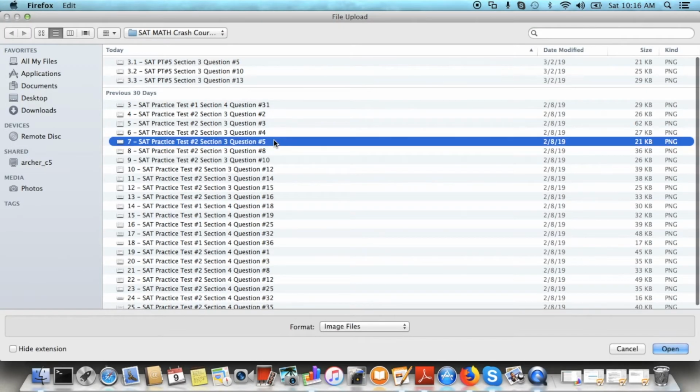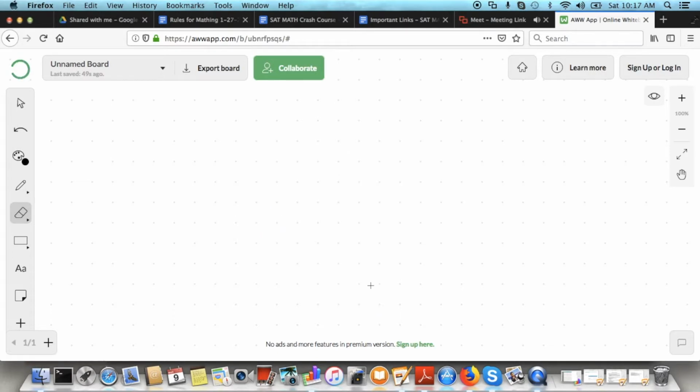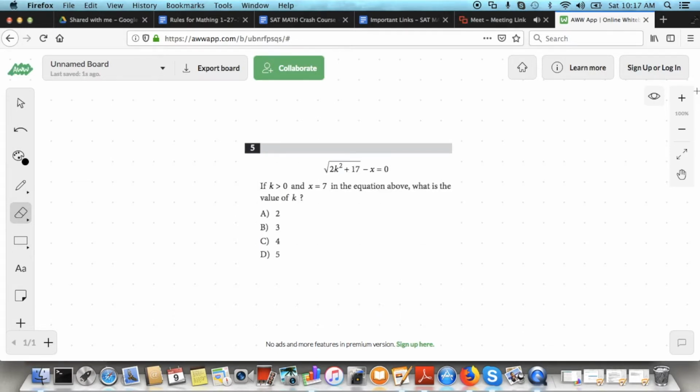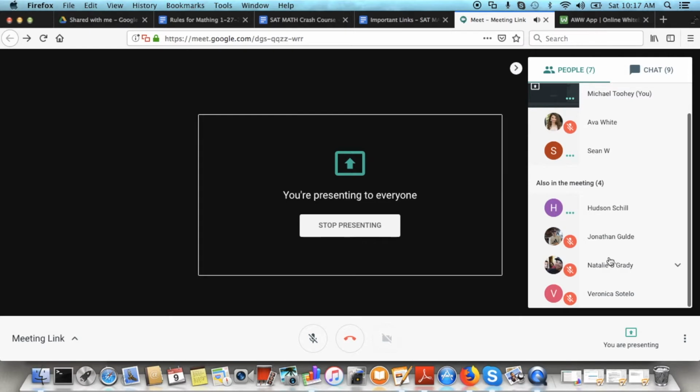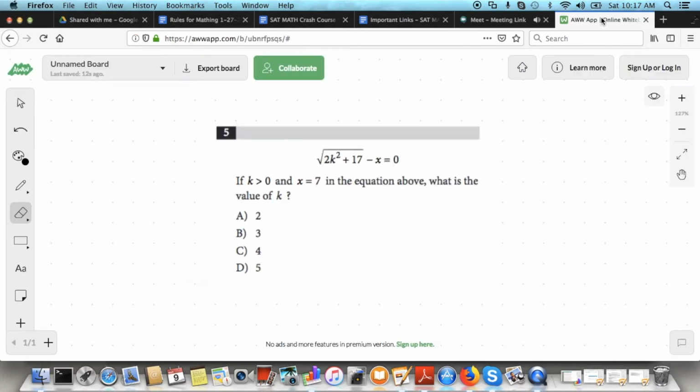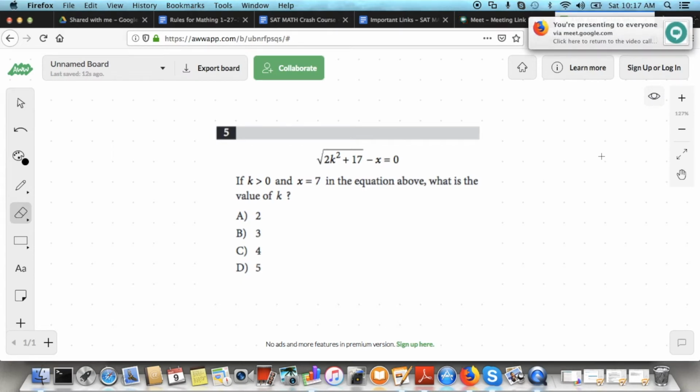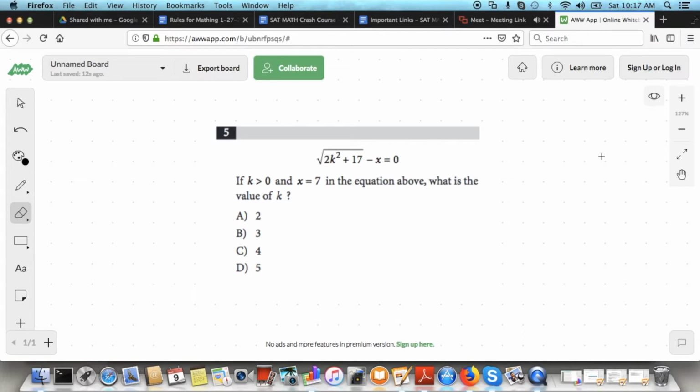That was number 4, I think. So let's do number 5. This looks a little bit familiar, because I think we did a homework problem that looked a lot like this, but it's a different question. Blaze, can you hear me? Great. Go ahead and read question number 5 for me, please. If k is greater than 0 and x equals 7 in the equation above, what is the value of k?